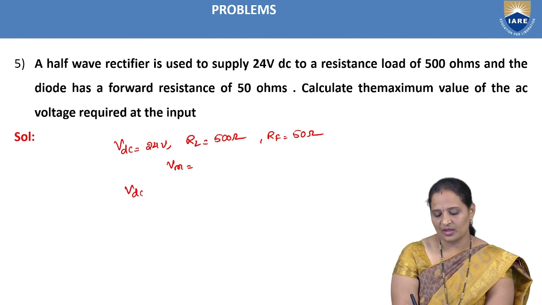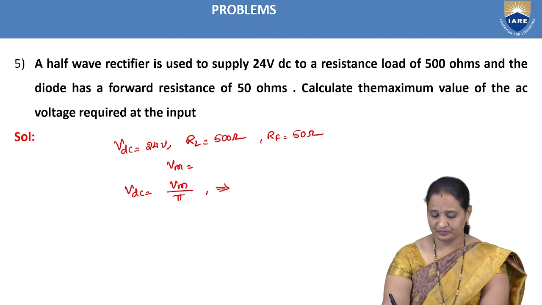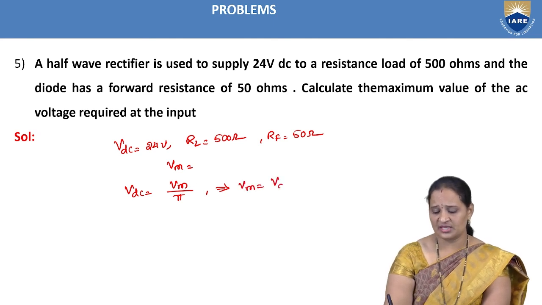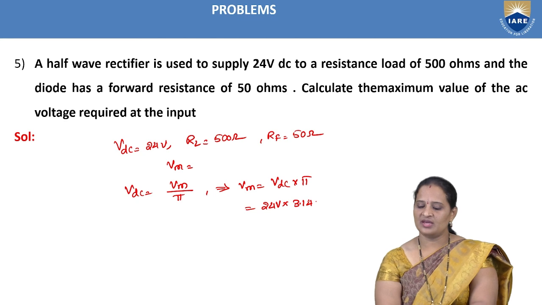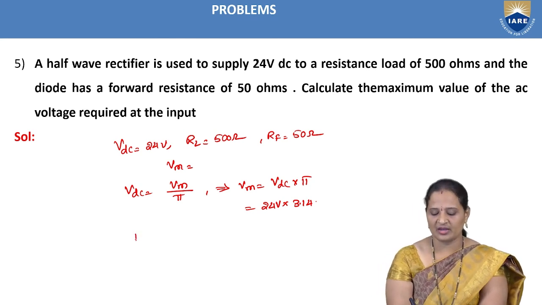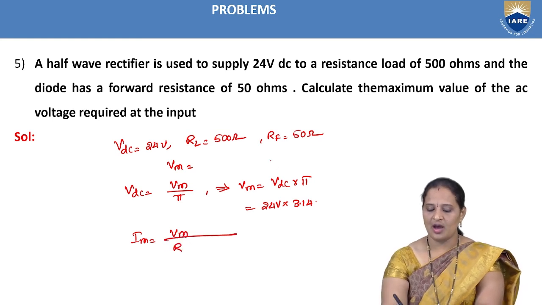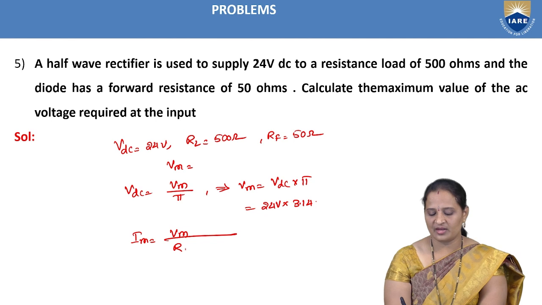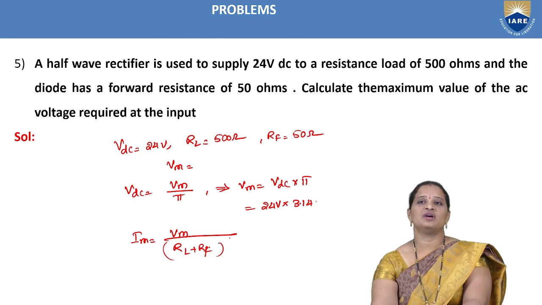So VDC, you know, is Vm by pi. So simply you can calculate the Vm value as VDC into pi, where VDC is 24 volts and pi is 3.14. You can even calculate the current. Im is equal to Vm divided by RL plus RF, as RL and RF are given. So you can calculate the maximum value of current.